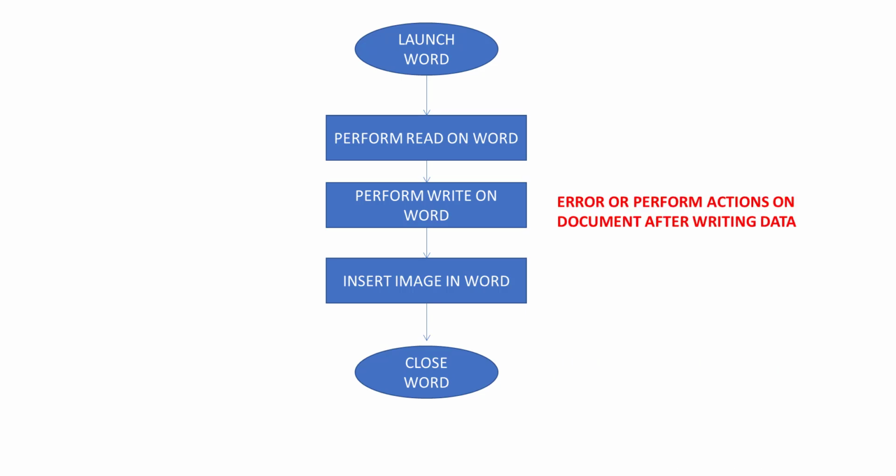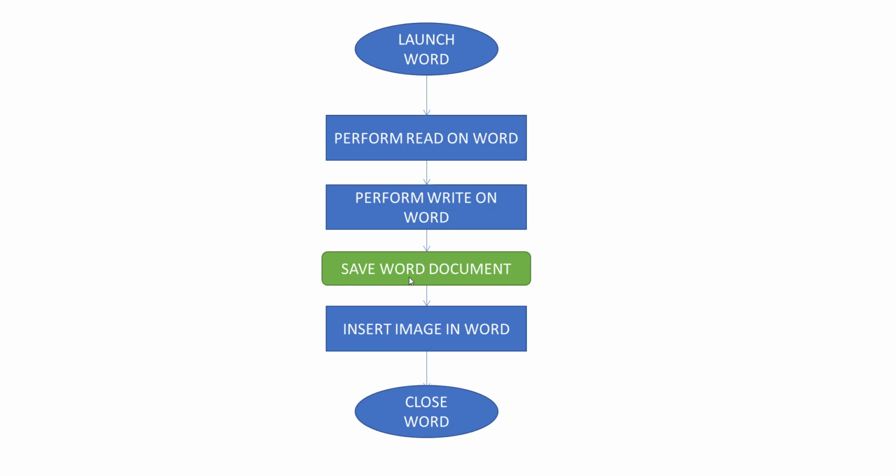Now for example, say I got an error at the time of performing an action on the document after writing the data. What will happen? The remaining actions, such as write on document and insert image in document, I cannot save the file explicitly. Why can't I save it? Because I need to perform the write and insert image in Word actions successfully. Only then can I go ahead and close Word by saving the document or save document as. But if we get an error at the time of write to Word document or insert image in Word document, at that time I cannot save the document explicitly. In that case, I'm going to use the Save Word action.